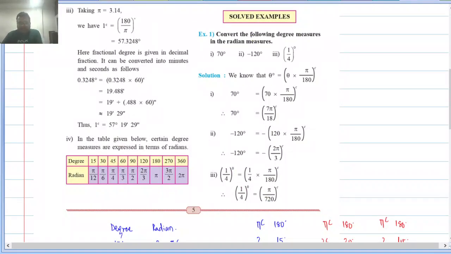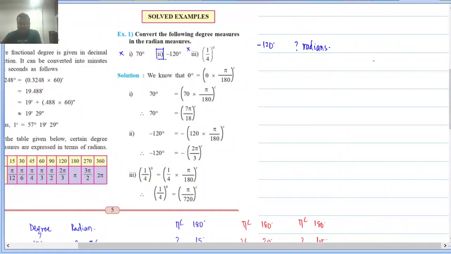Convert the following degree measures into radian. I am not going to do all of these. I am just going to do this. Minus 120 degrees is how many radians? Let's look at minus 120 degree angle first.